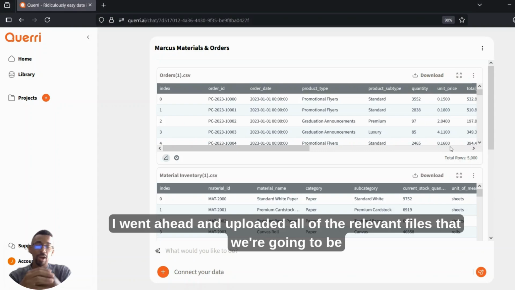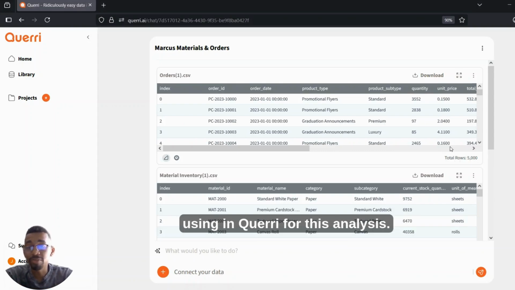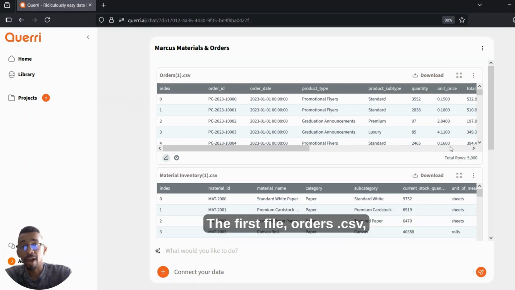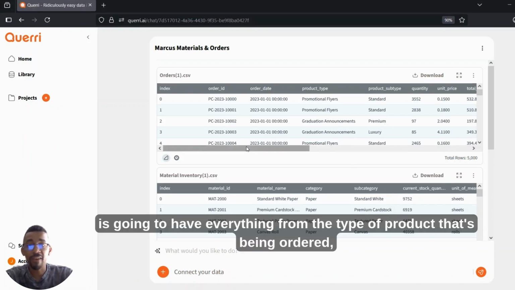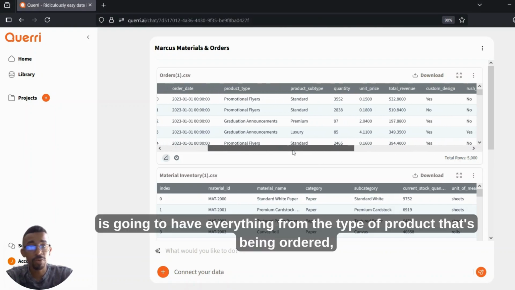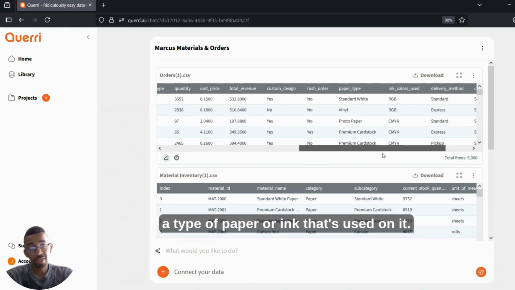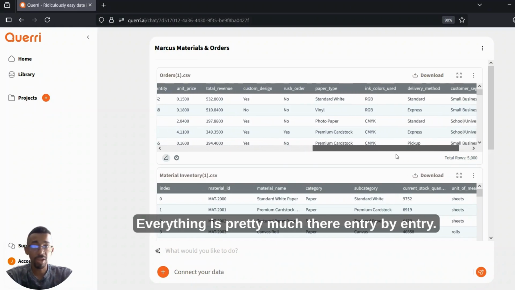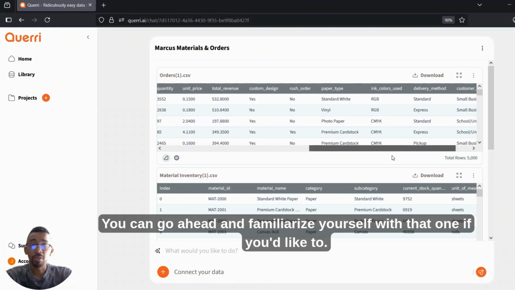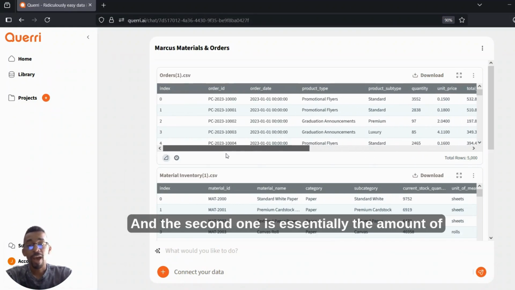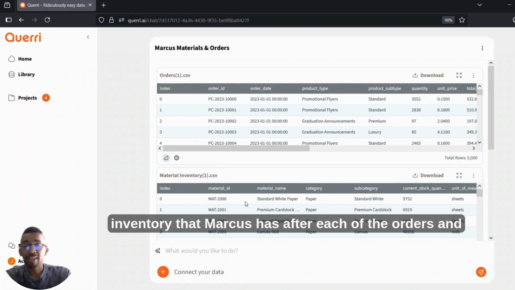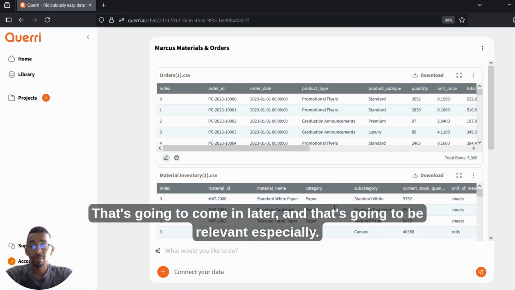So to start off, I went ahead and uploaded all of the relevant files that we're going to be using in Query for this analysis. The first file, orders.csv, is going to have everything from the type of product that's being ordered, the amount being ordered, whether or not it was a custom design, a type of paper or ink that's used on it. Everything is pretty much there entry by entry. You can go ahead and familiarize yourself with that one if you'd like to. And the second one is essentially the amount of inventory that Marcus has after each of the orders. That's going to come in later, and that's going to be relevant, especially.